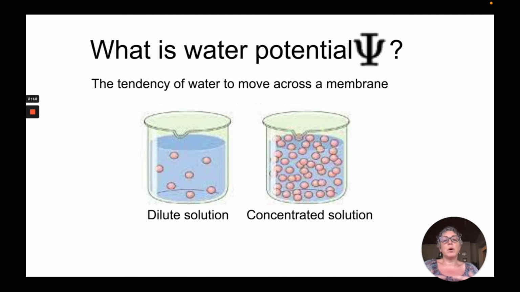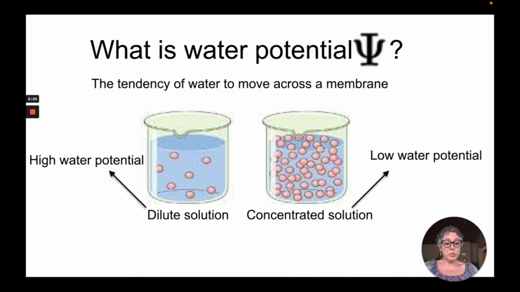And so basically, water potential is the tendency of water to move across a membrane, depending on if the number of particles of the solute is high or low. So in a dilute solution where there's a lot of water compared to a small number of solute particles, there is a high water potential. That is the tendency of water to move across the membrane. In the concentrated solution, where we have many solute particles compared to the amount of water, there is a lower water potential, meaning that water will have less of a tendency to move across a membrane.